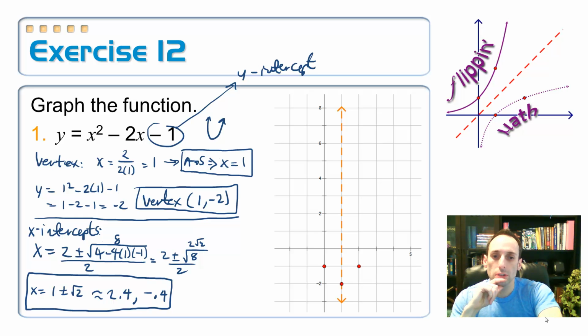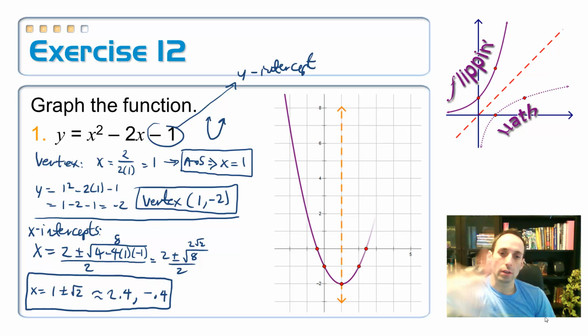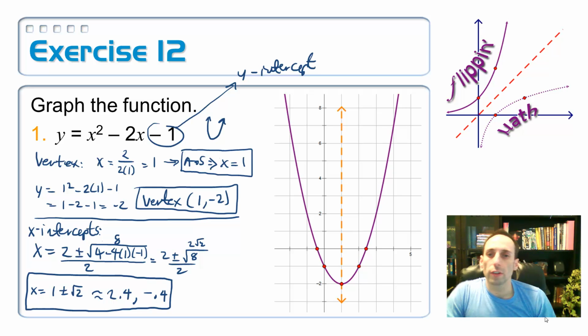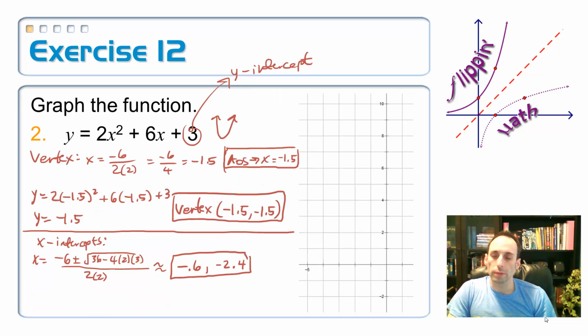Okay, now I just need a couple more points. How about those x-intercepts? So I use the quadratic formula here, and I get about 2.4 and negative 0.4. So graph those 2 points. And that should be enough to go and make myself a little parabola. Okay, let's check out this next one here.